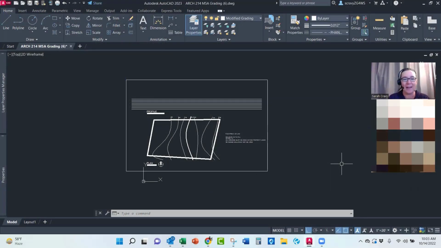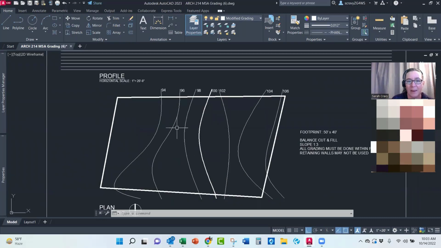Okay, so we have our AutoCAD loaded here, and we have our site plan, and here's the property boundary. There we go. And here's our contours, and the profile we're going to draw above it. All right, and here's our instructions.